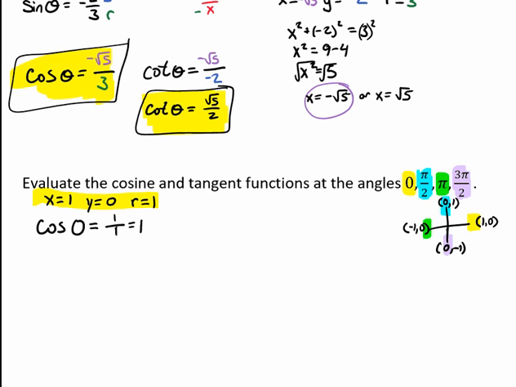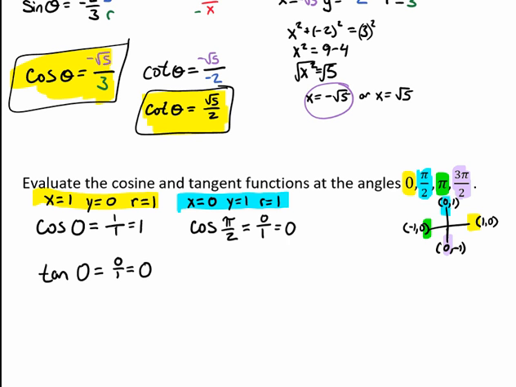So our cosine of 0 is going to be 1 over 1, because that's x over r, which equals 1. And our tangent of 0 is going to be our y over our x, which is going to give us 0 over 1, which is 0. To find the cosine and tangent functions of pi over 2, we'll have x equals 0, y equals 1, and r equals 1. So for our cosine of pi over 2, we're going to have our x over our r, or 0 over 1, which is 0. And for our tangent of pi over 2, we'll have y over x, which is 1 over 0, which will be undefined.